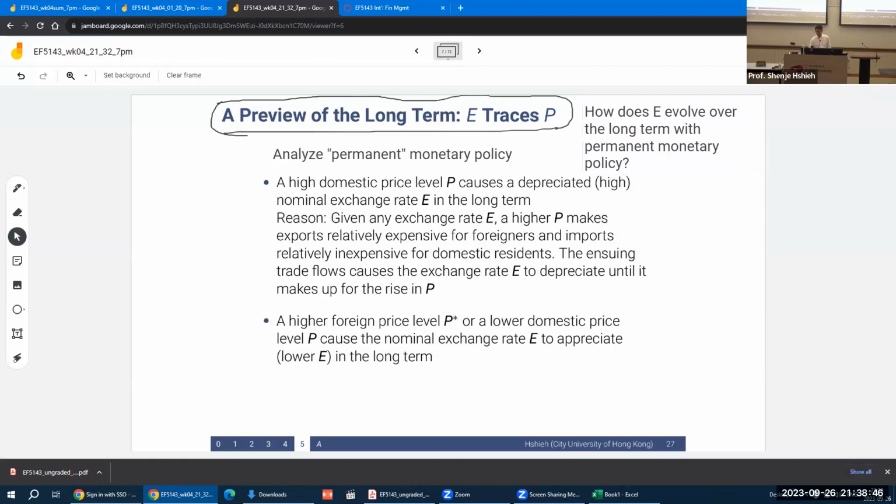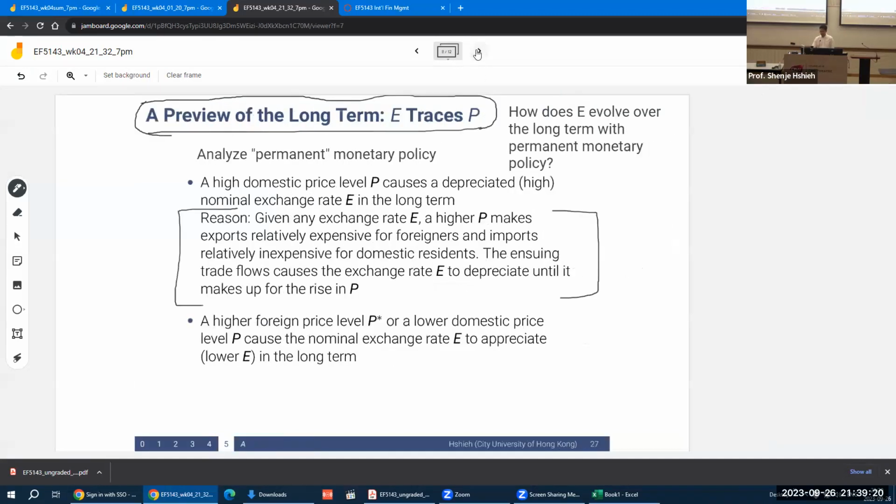And the intuition I've outlined here: given the exchange rate E, if you have higher prices, your exports are going to be relatively expensive compared to foreign goods and services, and people will substitute away from your goods and services. Therefore E will depreciate until it makes up for the rise in pricing. In other words, E is going to move in the same direction as P. That's the intuition: higher E follows higher prices.